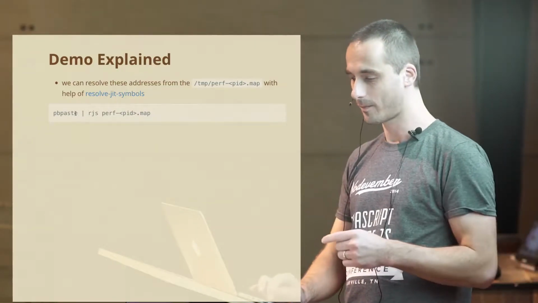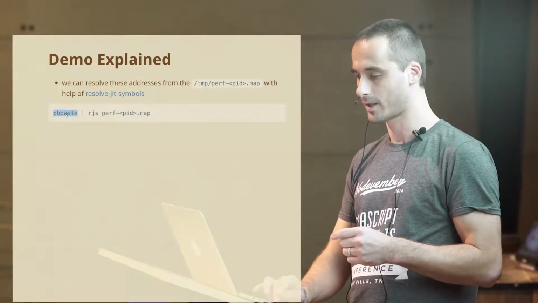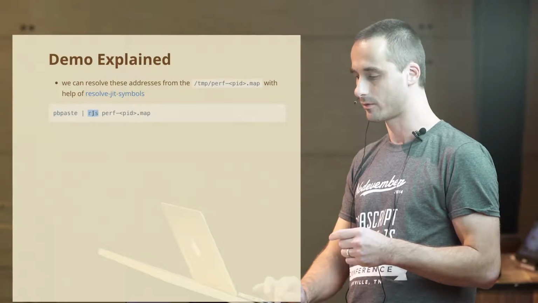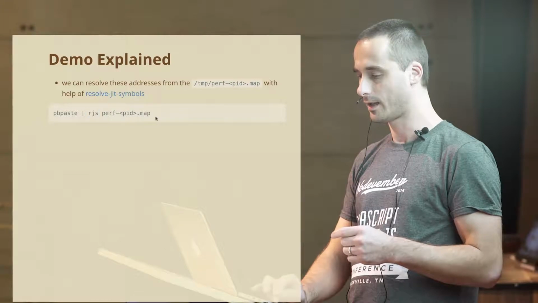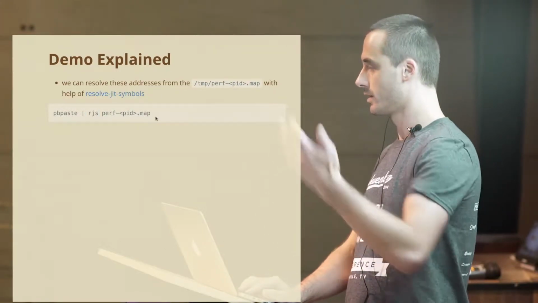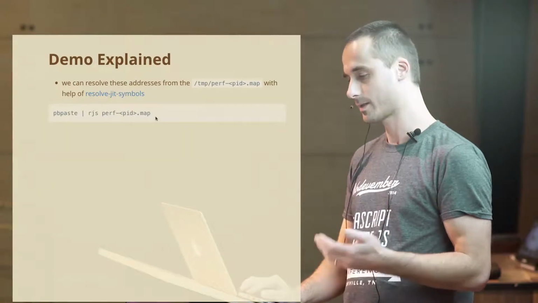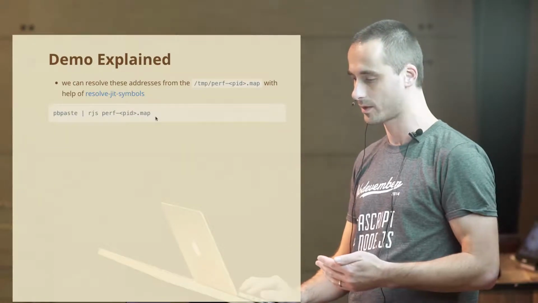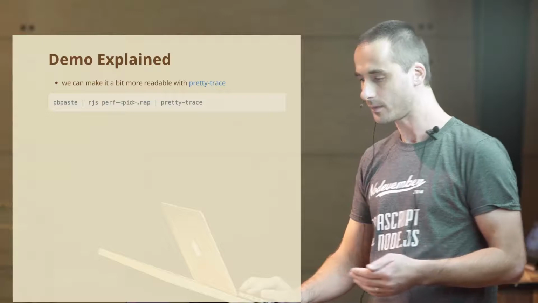So then what we did, we copied that stack trace and then we piped it into resolve JIT symbols and we gave it that map file. So resolve JIT symbols knows what map file to use to symbolicate our stack trace. And that's pretty much it. And all this is open source and online, so you can use it.